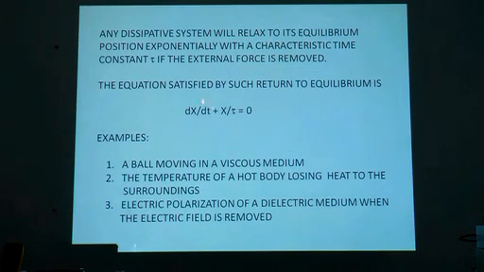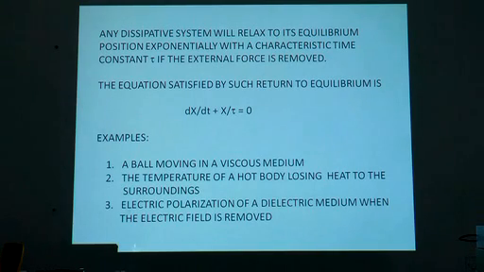You push the door and leave it, the door will slowly close to its original position in a time tau. The equation satisfied by such a system in its return to equilibrium is dx/dt + x/tau = 0. There are examples from all branches of physics for relaxation. In mechanics, a ball moving in a viscous medium, when you remove the force on the ball, the velocity will relax to 0 according to this equation.